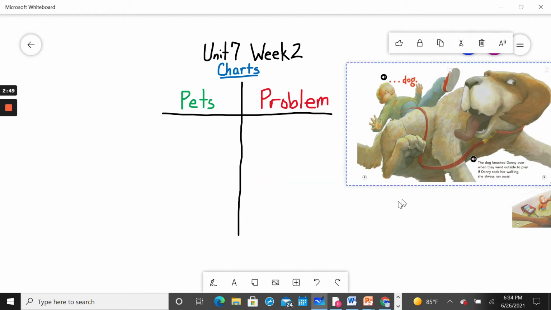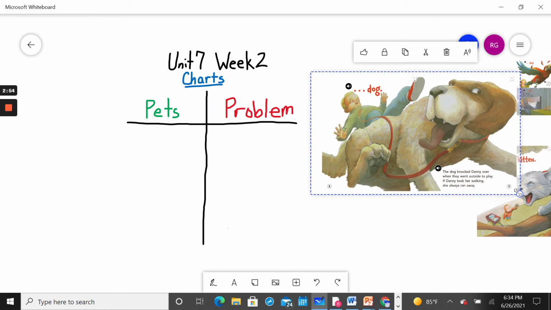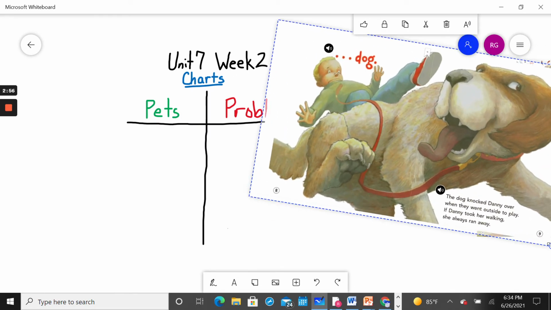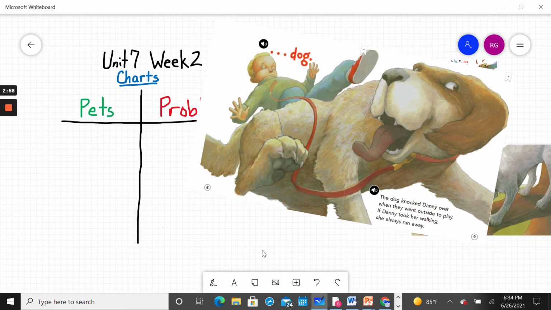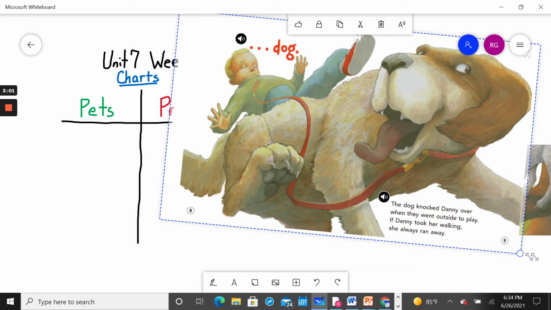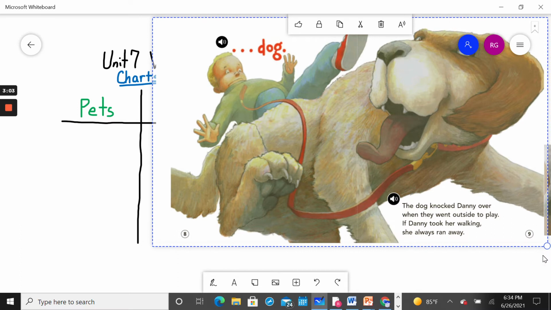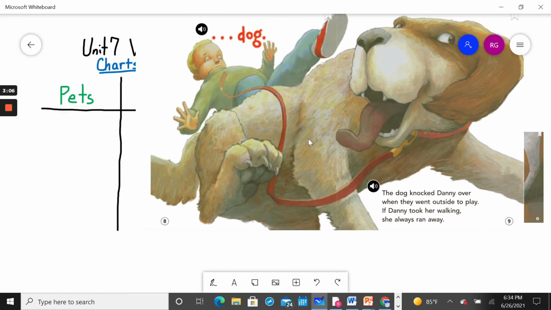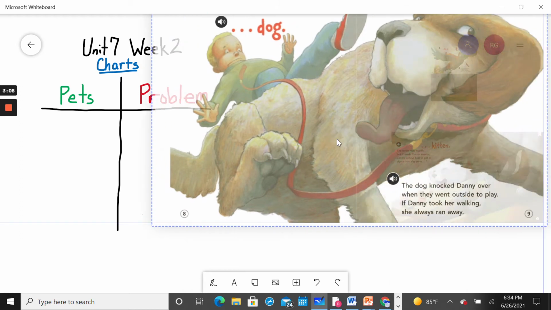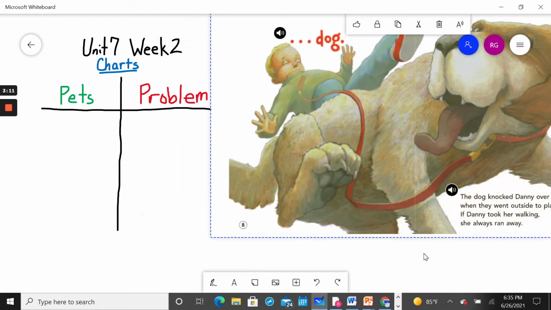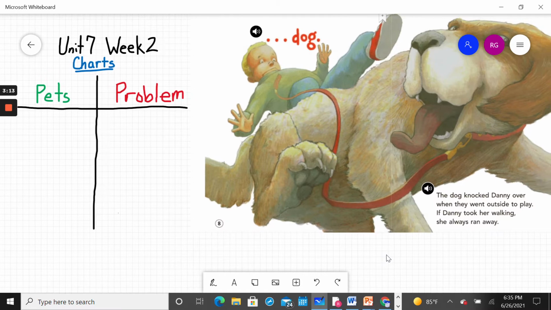And so now let's look at the page where we see Danny and his pet dog. Let's make this super duper huge. Okay, so now we can read all of the words on it. So if we read page 9, we can figure out what Danny's problem was with the dog. It says, the dog knocked Danny over when they went outside to play. If Danny took her walking, she always ran away.